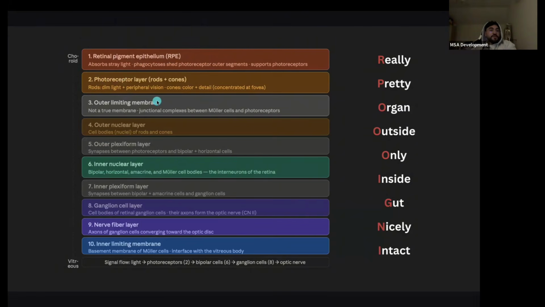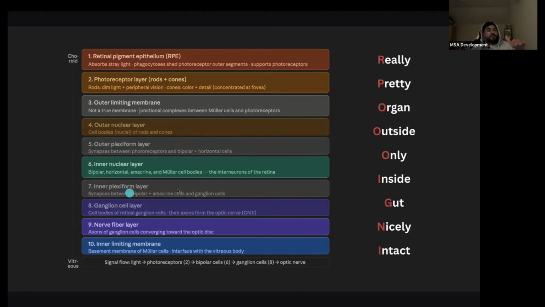And then you have your photoreceptors, which is basically your rods and cones, all right? And then you'll have the outer limiting membrane. This is not a true membrane, okay? This is just a junctional complex between the Müller cells and the photoreceptors. Then you'll have the outer nuclear layer, which is where the cell bodies of your photoreceptors lie. And then you'll have the outer plexiform layer, which basically synapses between the photoreceptors and the bipolar and horizontal cells. Then you'll have the inner nuclear layer.